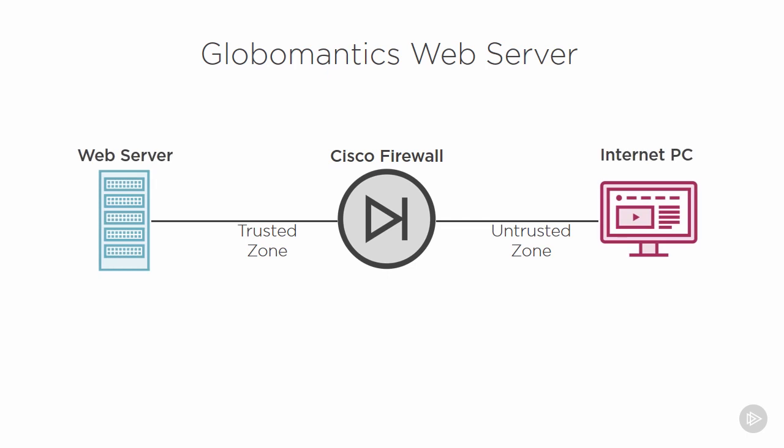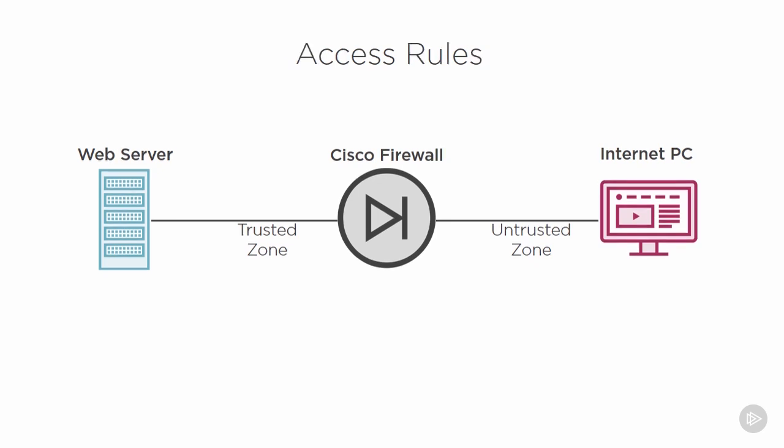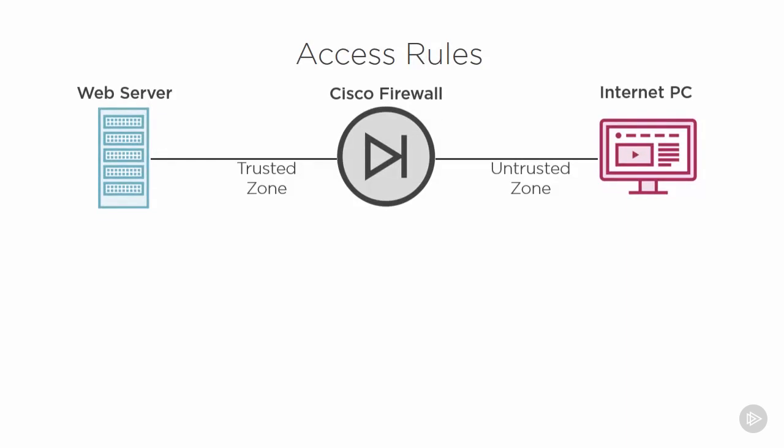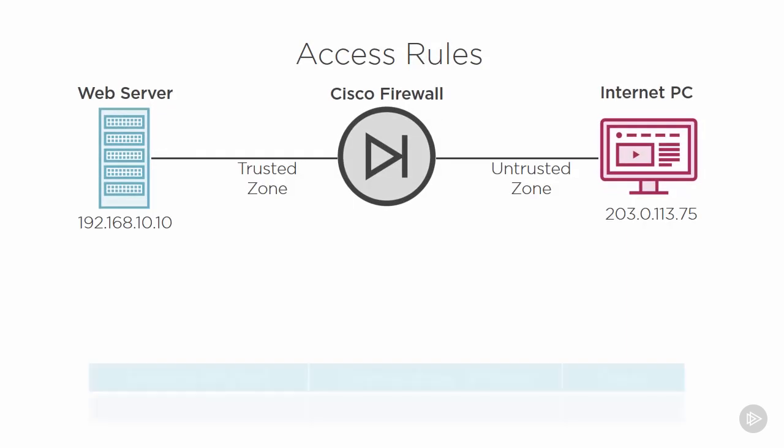Now that we have our web server in our trusted zone and the PC in the untrusted zone, now we can talk about how we're going to get that internet PC to be able to send a TCP SYN message into our web server and get a response. Typically, remember from that previous example, all TCP SYN messages from the untrusted zone are blocked. So what we're going to do is use some access rules to accomplish this. So we'll give my devices some IP addresses here.